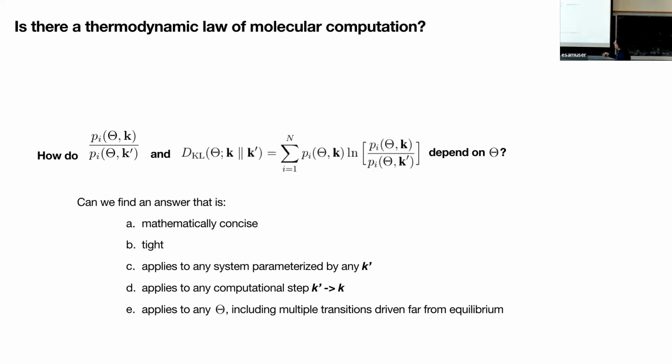We also want it to apply to any system parameterized by any set of parameters. And we'd like it to apply to any computational step, so we can change whatever we want, any arbitrary computational step. And we also want it to apply to the background of any theta, including multiple transitions that are driven far from equilibrium. So that's the result that we would like to find.